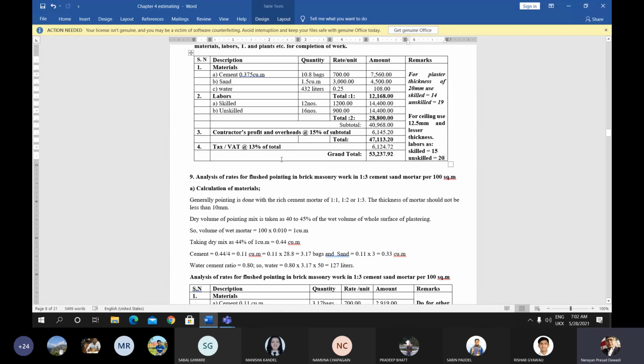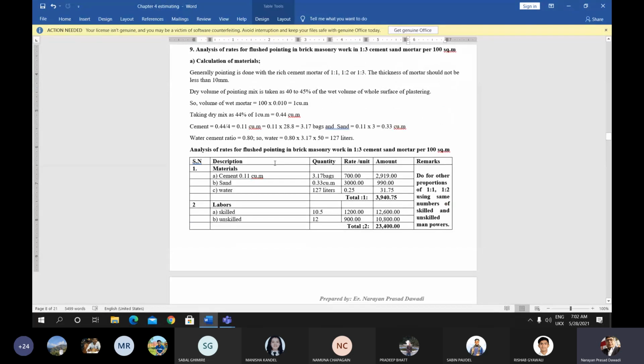Now, for the analysis of rates for flush pointing in brick masonry work, that is the pointing work. Pointing work means the tuck pointing. It is considered as tuck pointing. That is the analysis of rates for flush pointing in brick masonry work in 1:3 cement mortar per 100 square meter. The pointed surface is considered the same as the plaster surface also.